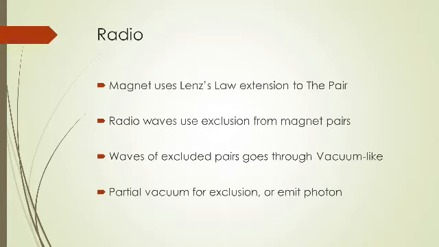Now, radio waves use the exclusion from pairs of protons and electrons in this electromagnet of the transmitter. Once it leaves the transmitter, it is not pairs that are involved directly, but only indirectly through exclusion. Waves of excluded pairs go through the vacuum-like area of the partial vacuum. And exclusion takes place, or if the vacuum is too thin, it will emit a photon eventually.